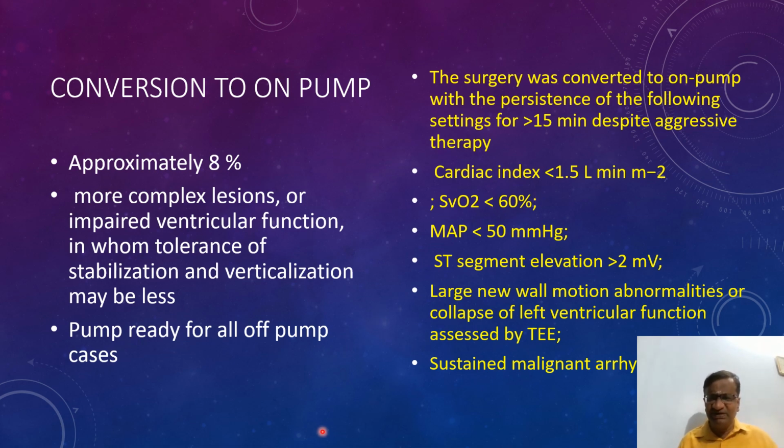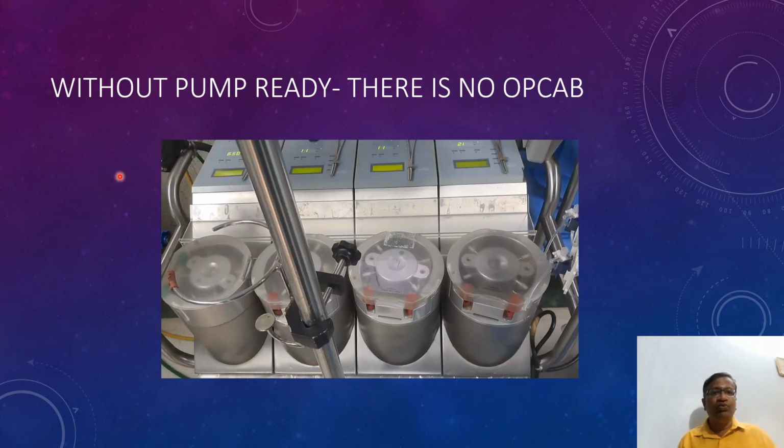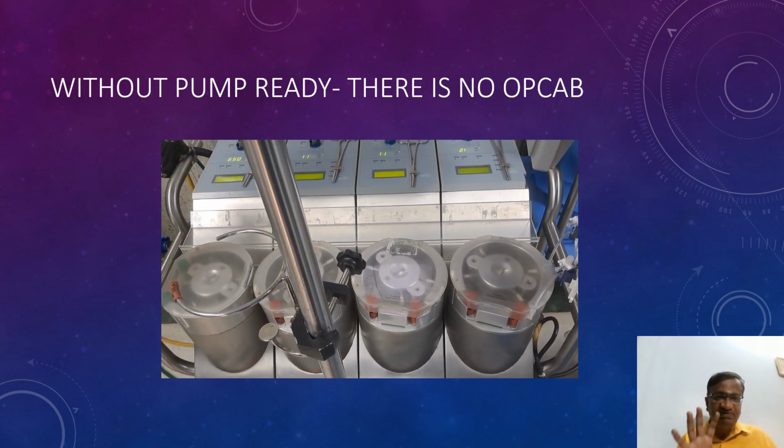So basically the cardiac output is less. The heart is not functioning properly. Contractility, whatever it is, it's not good. So we may need to go on pump. Without the pump ready, it should not be like this to start an off pump CABG.